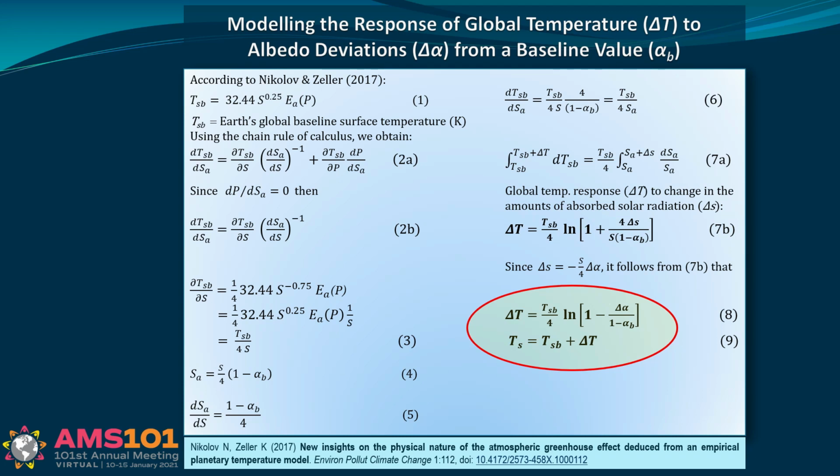It should be noted that the derivation of the albedo temperature model, which is equation 8, using partial derivatives, would not have been possible without the integral equation 1, which completely describes the absolute global surface temperatures of planetary bodies across a broad range of conditions.